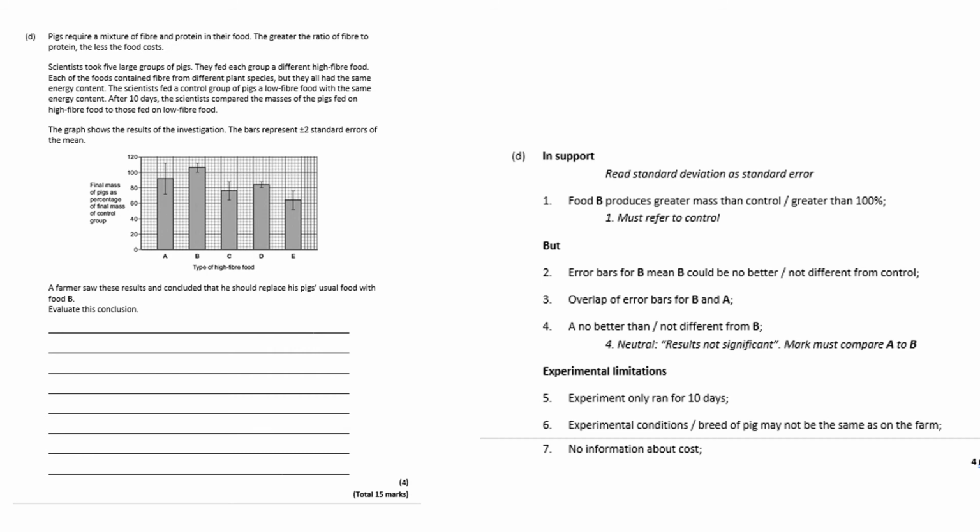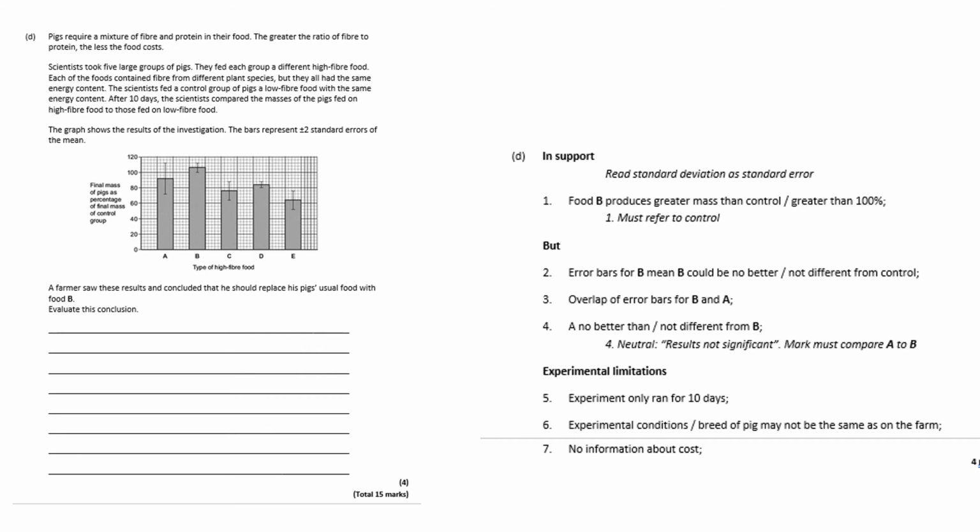So really, the only for statement here in support of his statement is, if we look at B, you can see that food B produces a greater mass than the control, because the figure is greater than 100%. So what that is saying is that the final mass of those pigs as a percentage of the final mass of the controls is greater than the control group. So food B would give a greater mass compared to the control.